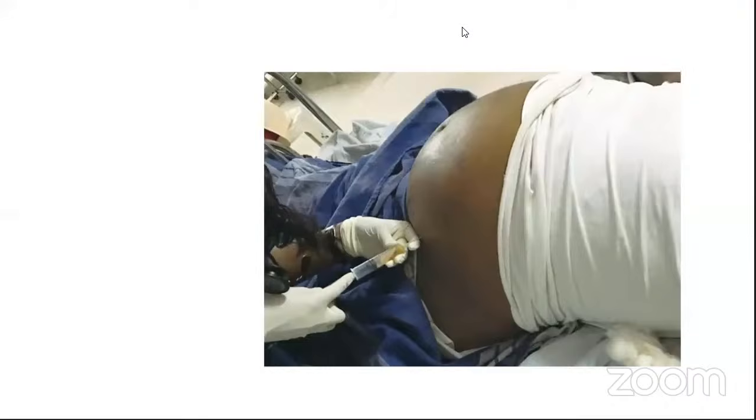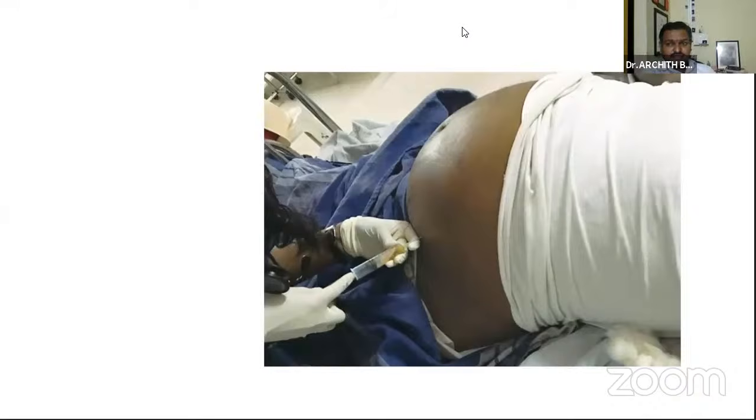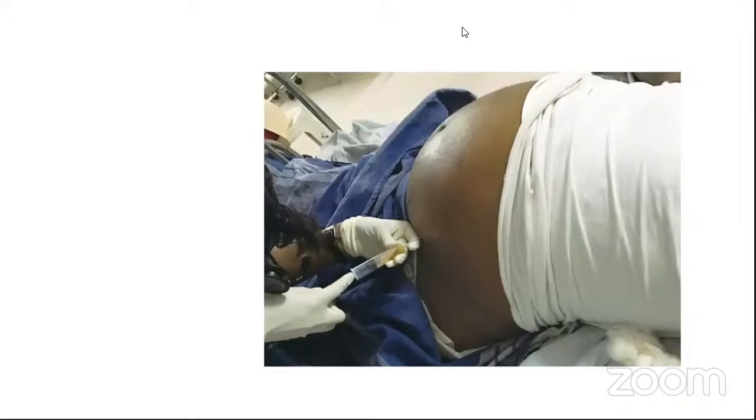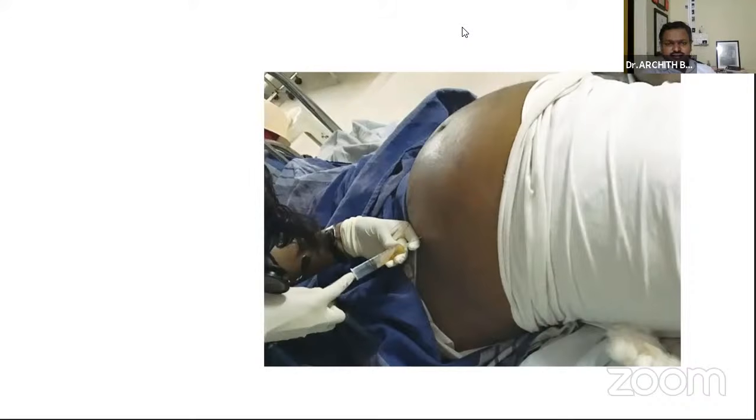The next thing they ask you is, how do you diagnose spontaneous bacterial peritonitis? Absolute neutrophil count more than 250. Correct. Second criterion? It should be monomicrobial. Yes, a single organism has to be grown.